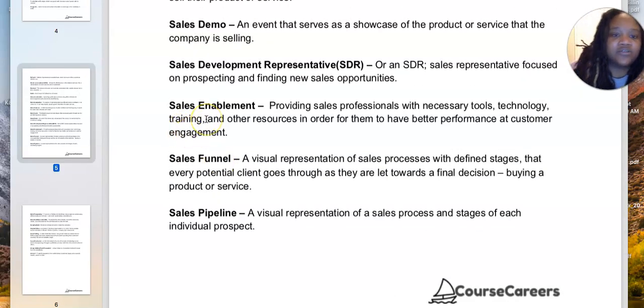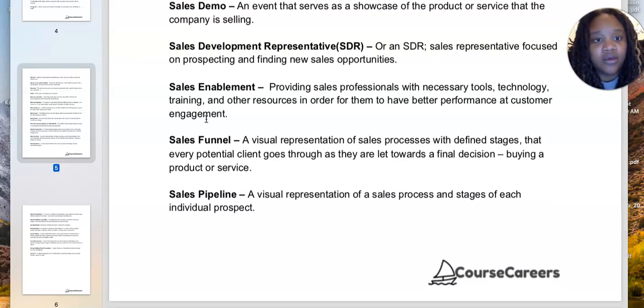Okay, next we have sales enablement. Sales enablement is providing sales professionals with the necessary tools and technology and training and other resources in order for them to have better performance at customer engagement. So for example, the company that I work for, we have a lot of different trainings on what is effective and what will help you perform better. Like I said, each company is different. That's going to be dependent on what kind of company you decide to work for.